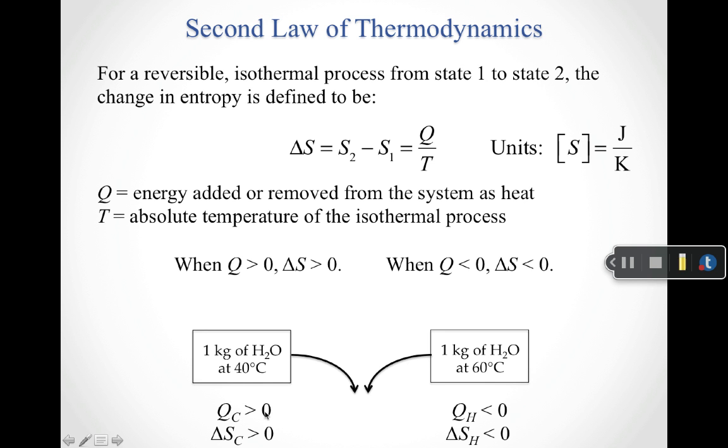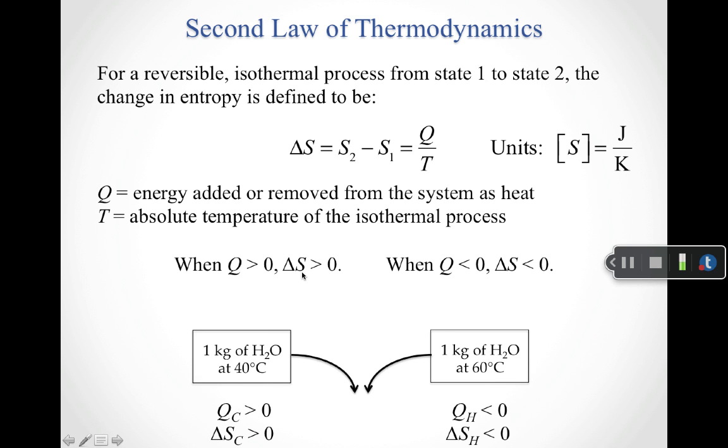So Q for the cool water, for my cold water, that's got to be a positive quantity, which means that the entropy change for the cold water has to be a positive quantity. For the hot water, well, it's giving up energy as heat, right? That's the energy that is given up by the hot water, which is what goes to change the temperature of the cold water. So the Q for my hot water, that's negative, right? It gives up energy as heat, which means that the change in entropy for my hot water also has to be negative.